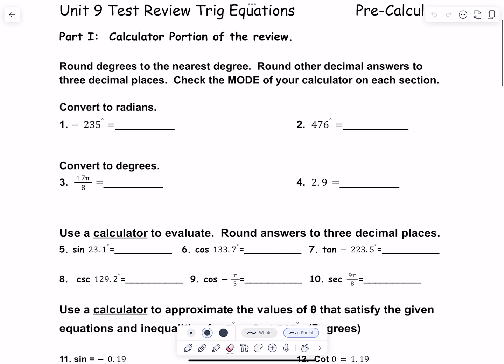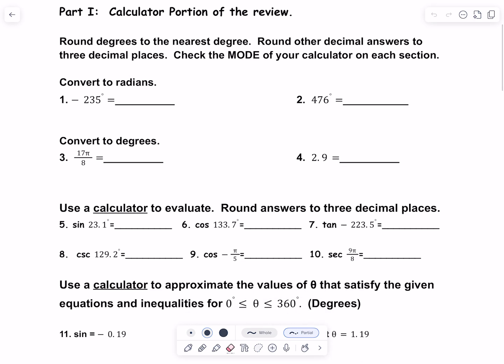Alright, so there are going to be two parts to the test. There's going to be the calculator and non-calculator. This review does have all the answers on the back. We're going to go ahead and start off with the calculator part of the test.